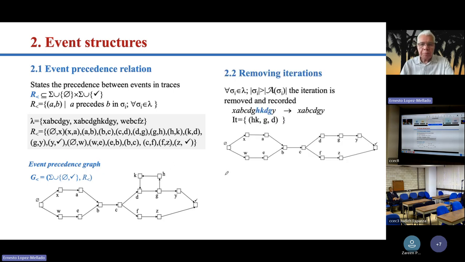Now the next step is to remove the iteration. The event precedence graphs may have some cycles that represent the iteration produced by the iterative traces. So we remove the cycles and the traces are transformed into traces without iteration. So the graph is no longer a graph with any cycle. We will work with this set of traces that have no cycles.